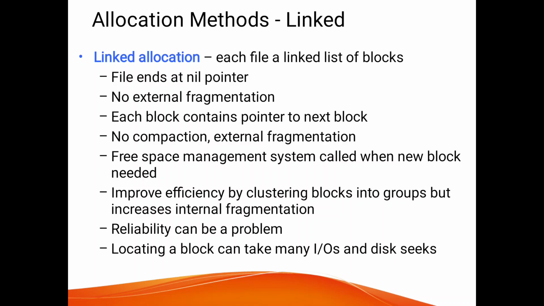Next, linked allocation. Each file is a linked list of blocks, and the file ends at a nil pointer. There is no external fragmentation. Each block contains a pointer to the next block. No compaction or external fragmentation is needed. The free space management system is called when new blocks are needed. Efficiency can be improved by clustering blocks into groups, but this increases internal fragmentation. Reliability can be a problem, and locating a block can take many I/Os and disk seeks.